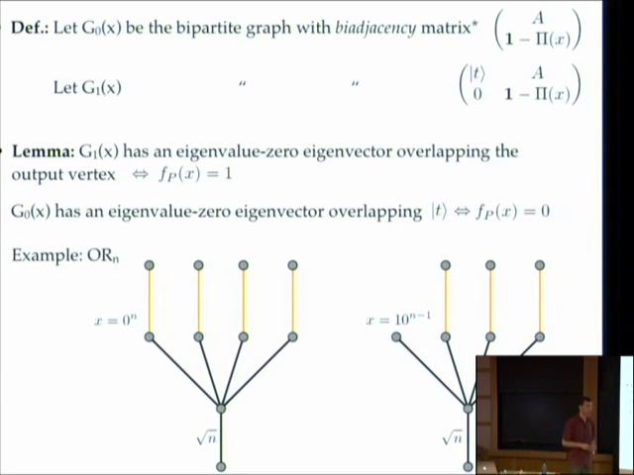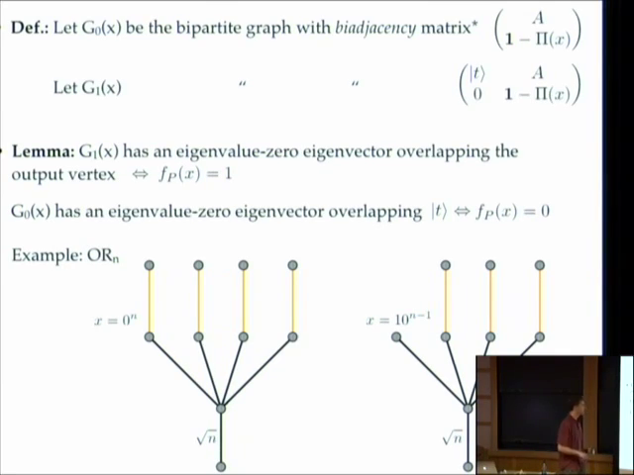And the observation, which we started to make before, is that you have eigenvalue 0 eigenvectors exactly when the function evaluates to 1 for G1 and exactly when the function evaluates to 0 for G0. So here's an example just for the OR function, which I showed before. We had a one-dimensional space. A was just a single row of 1s, so that's this bipartite graph. And then we had the target vector with a weight square root of n, I think it was n to the 1/4.